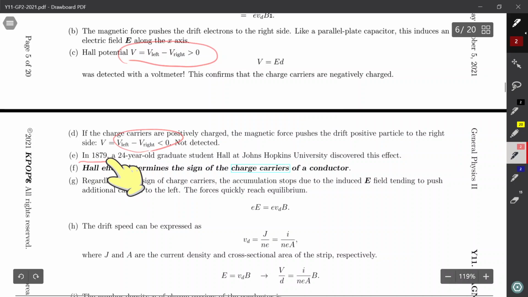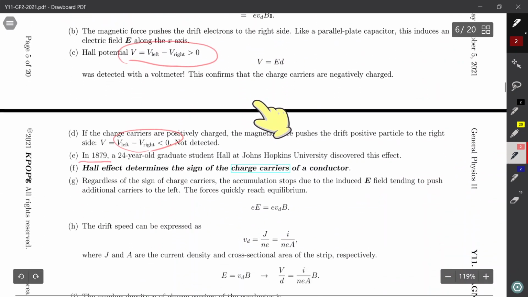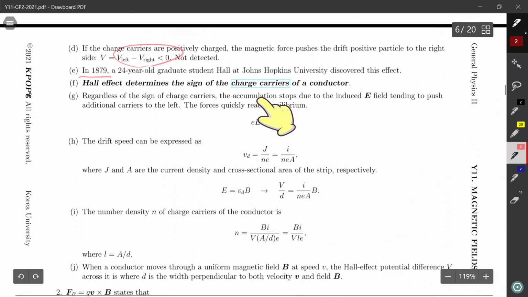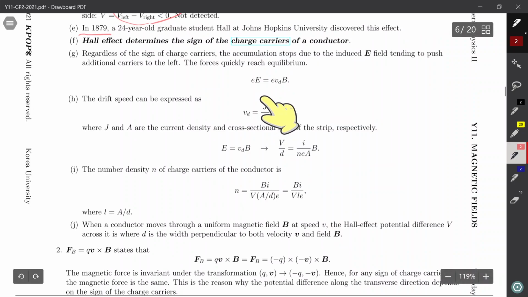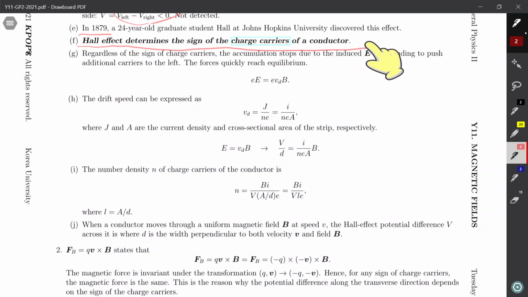So in 1879, Hall was a 24-year-old graduate student at Johns Hopkins University, and he discovered this effect. So the Hall effect determines the sign of the charge carrier of a conductor.